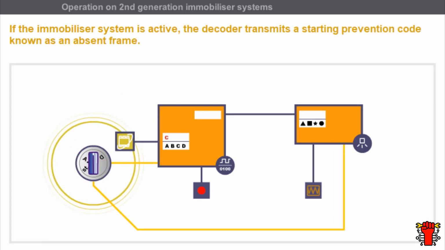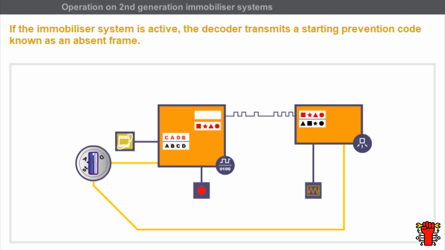The key is not recognized by the system. The immobilizer warning light flashes rapidly. The decoder does not calculate an authorization code to transmit to the injection system. On the contrary, the decoder transmits a prevention code to the injection system. This prevention signal is called an absent frame.